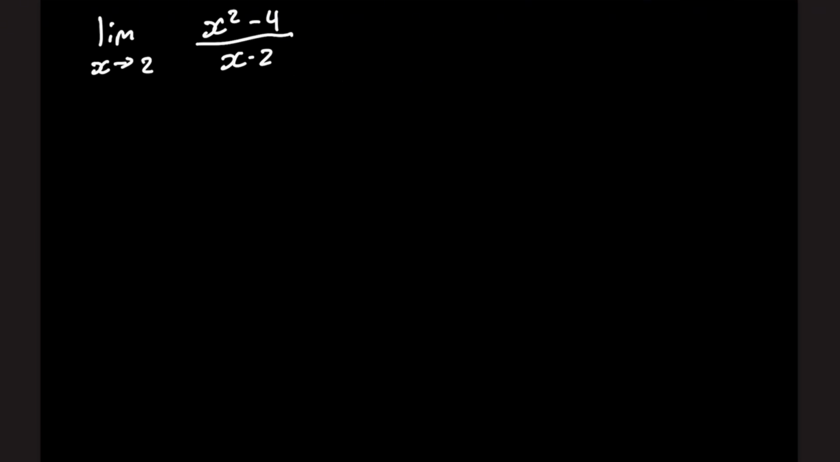So seeing as we got 0 for the denominator, what do we do? We look in our numerator and we realize both of these terms can be factored. So let's factor the numerator. We're going to write limit as x approaches 2. I'm going to factor out this numerator.